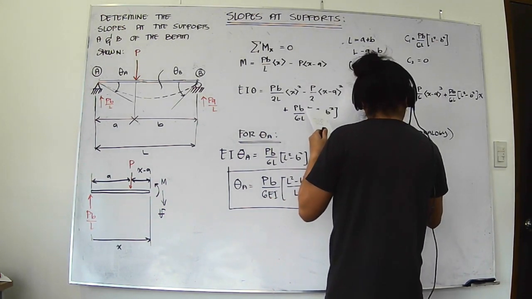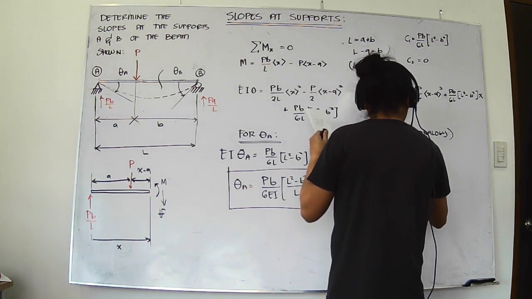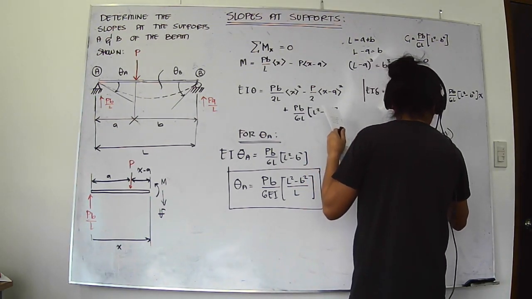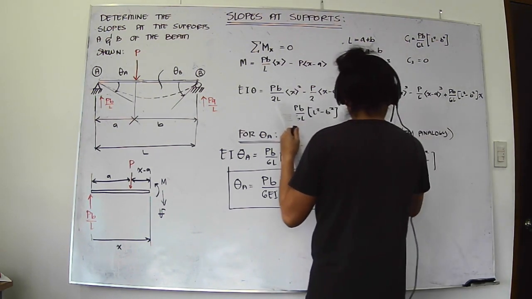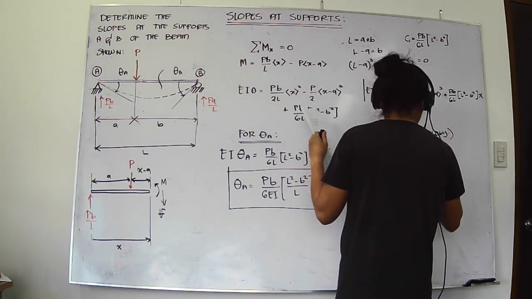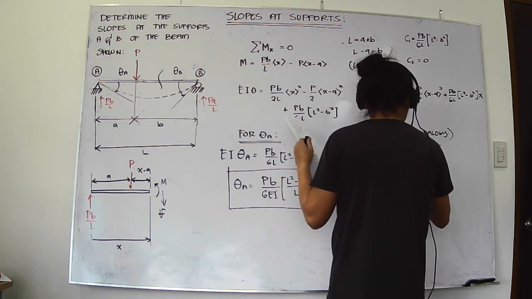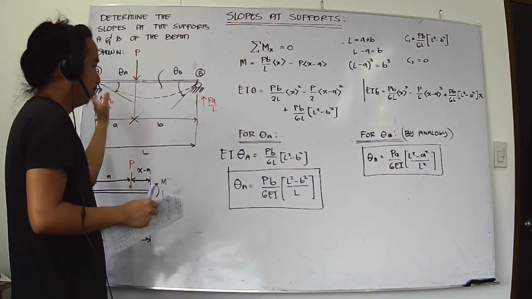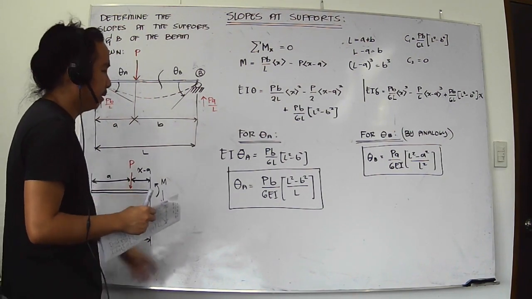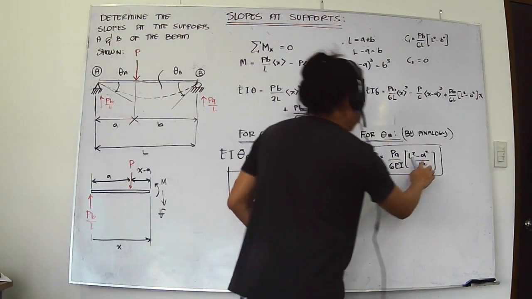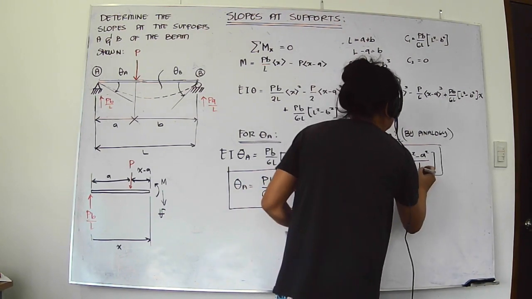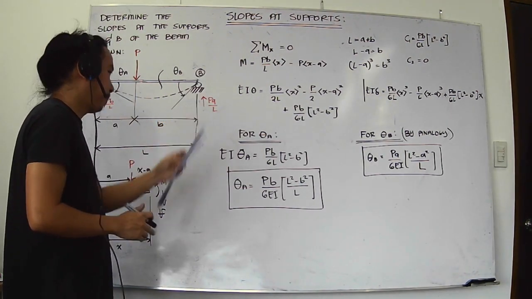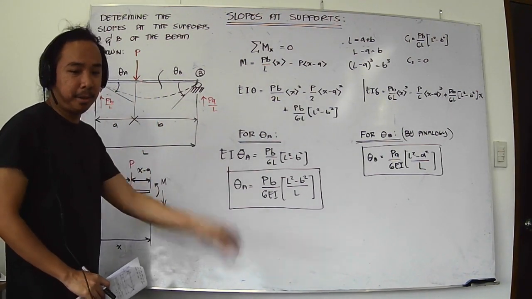So 6EI, L squared minus A squared over L. It's symmetrical. Just need to interchange the roles between A and B, and then you have this. Please don't be confused. Okay, so those are our expressions for theta A and theta B.